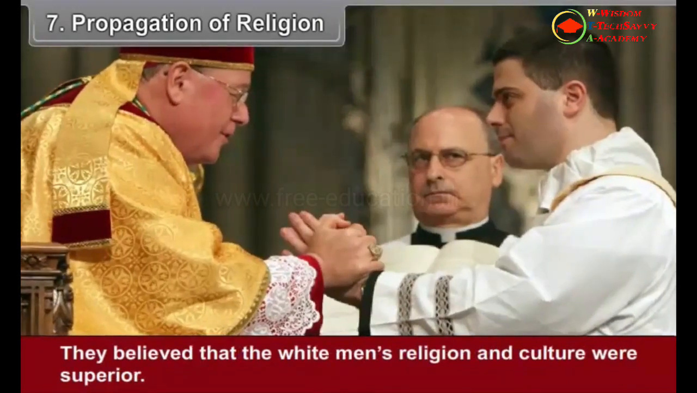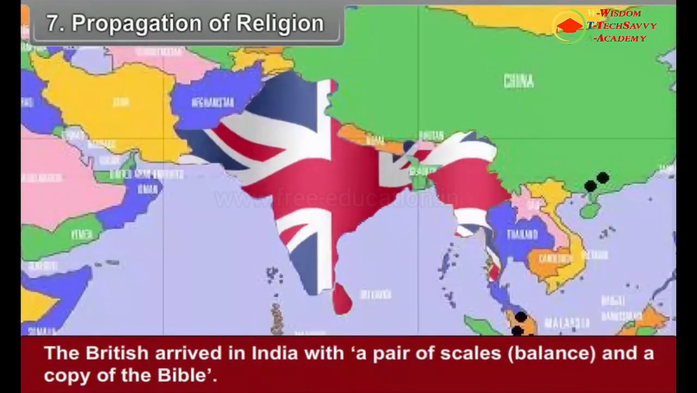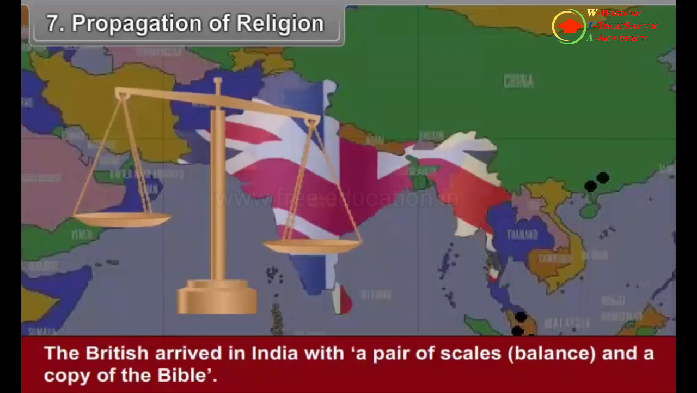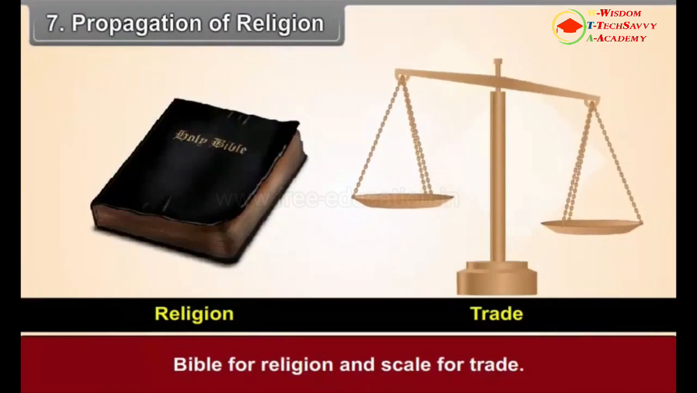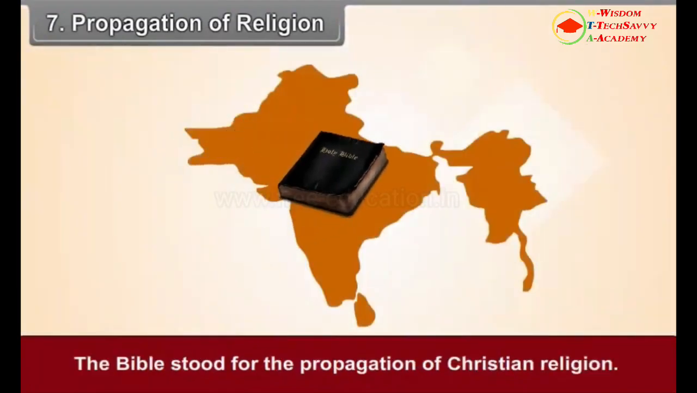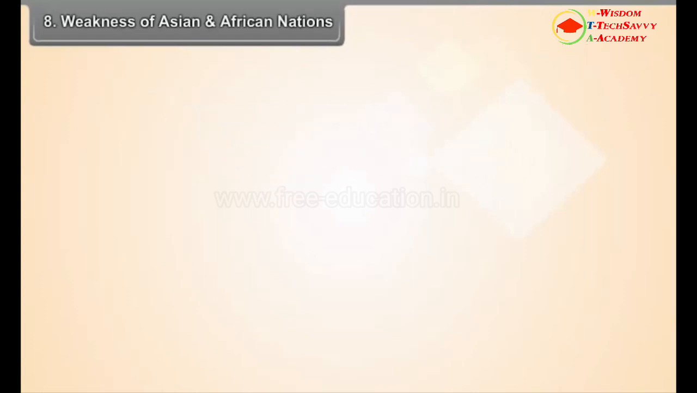They believed that the white man's religion and culture were superior. The British arrived in India with a pair of scales, that is, a balance, and a copy of the Bible. Bible for religion and scale for trade. The Bible stood for the propagation of the Christian religion. Establishment of the colonies was followed by the entry of Christian missionaries for the purpose of spreading Christianity. Several missions were established with a sole religious purpose. This intensified imperialism.